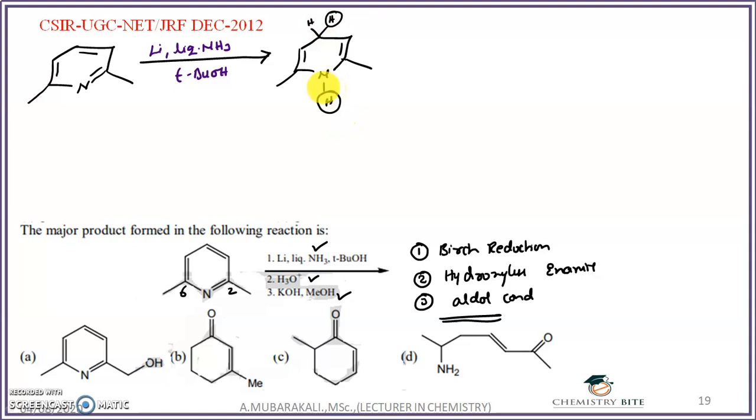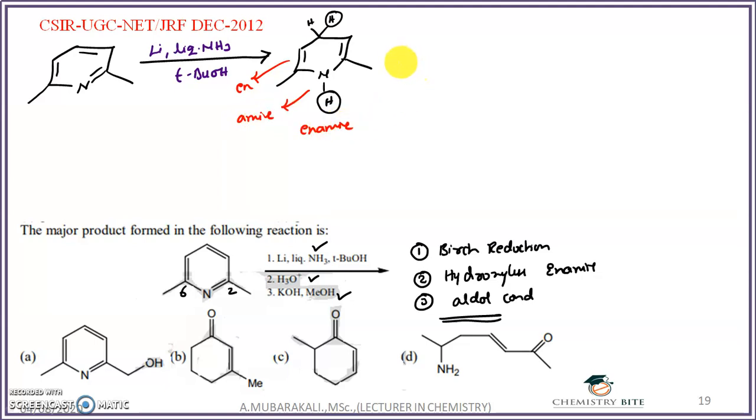So this you can see what you have got. We have got an enamine. So this is an enamine. Why am I calling it an enamine? Because here you can see the double bond is there, it is an ene, and here you have the amine. So this is called an enamine.